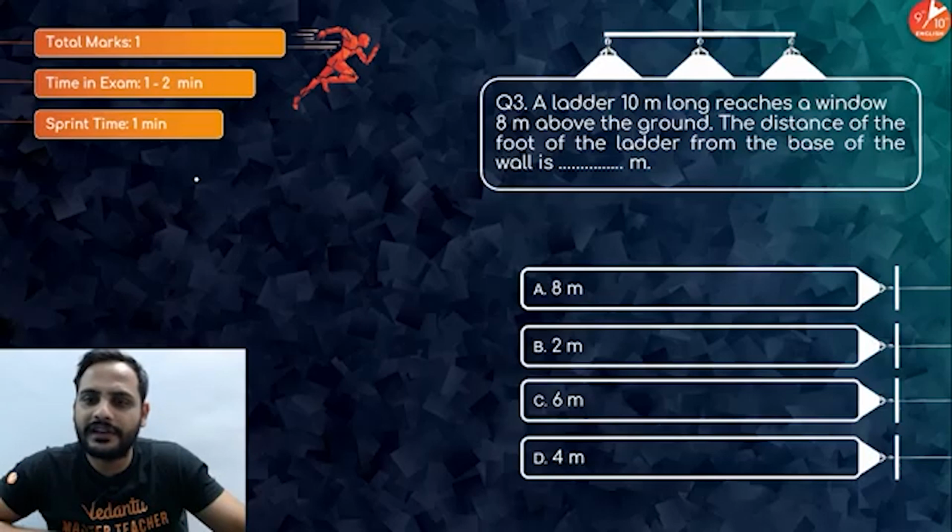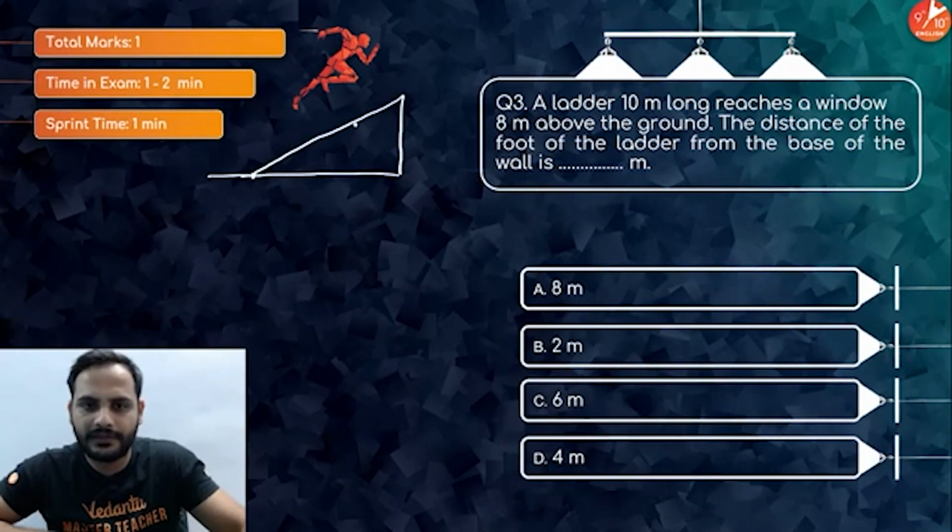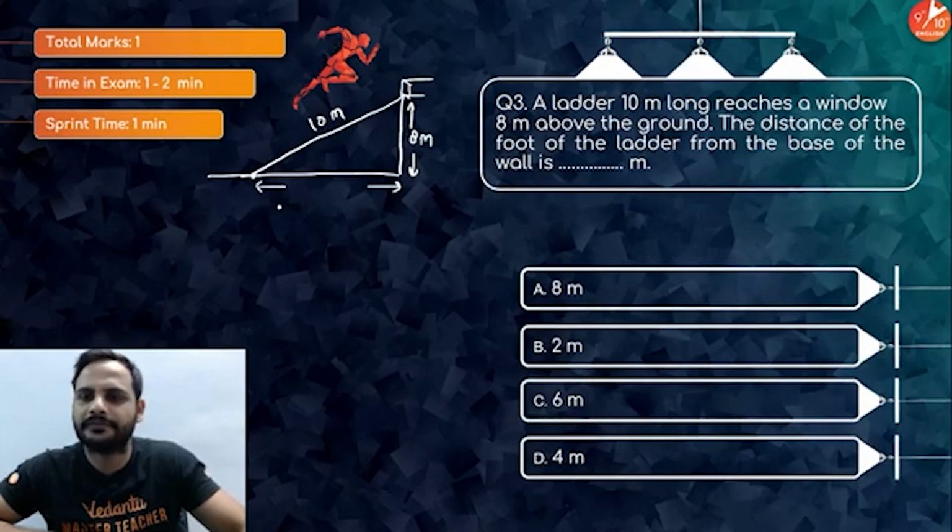Okay, next one. A ladder 10 meter long reaches a window 8 meter above the ground. Find the distance of the foot of the ladder from the base of the wall. So see, there's a wall, there's your ground, and you have kept a ladder like this. Say here is your window, and the ladder is reaching over here. The ladder is of length 10 meters, and the window is at a height of 8 meters. What is the distance between the foot of the ladder and the base of the wall? Let's say this is x. We can say x square plus 8 square is equal to 10 square. It's pretty easy.